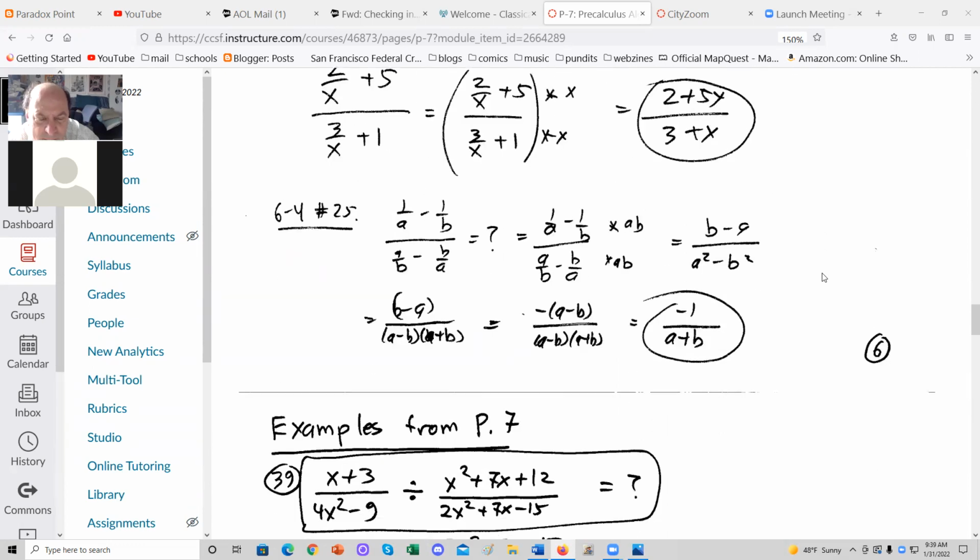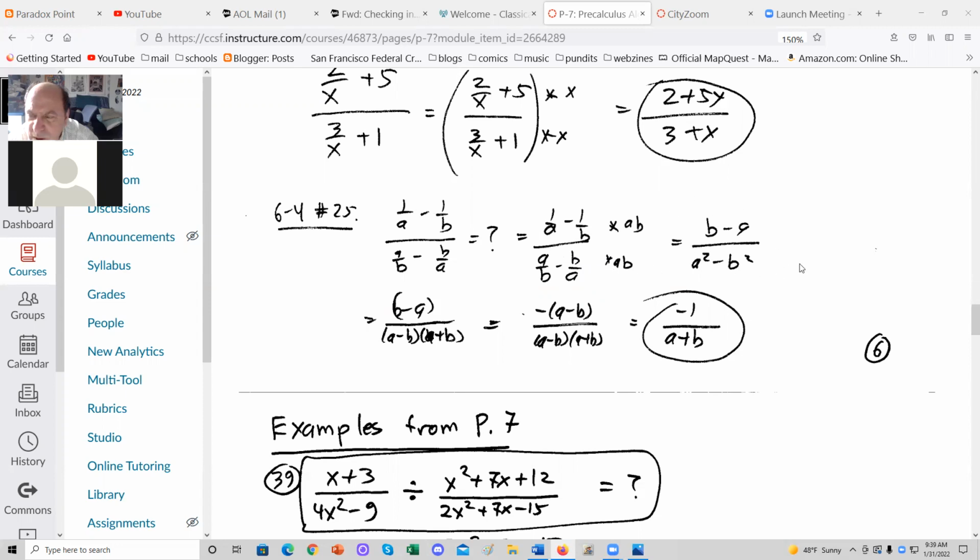All right, here's another example. 1 over a minus 1 over b, all that over a over b minus b over a. Well, this has a and b inside, so ab is the product of inner denominators. Multiply numerator and denominator by ab. 1 over a minus 1 over b times ab is b minus a. a over b minus b over a times ab is a squared minus b squared.